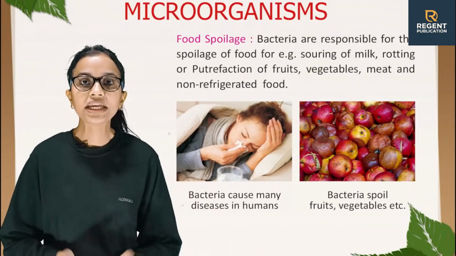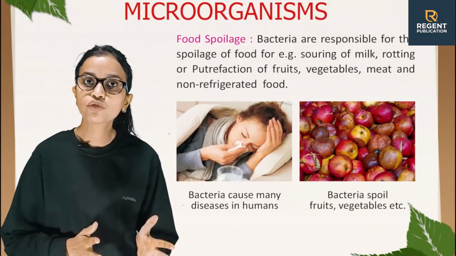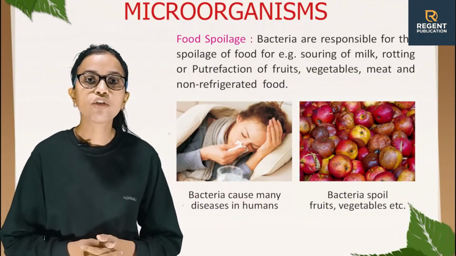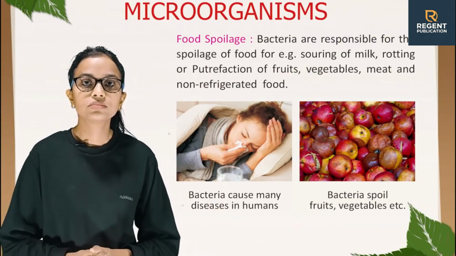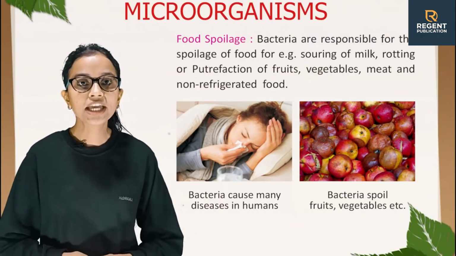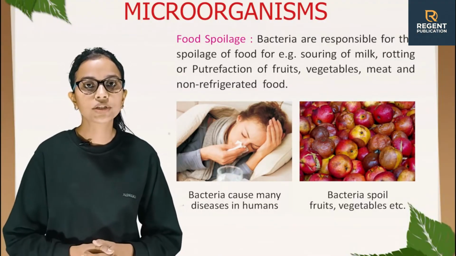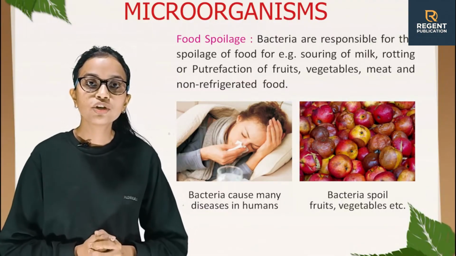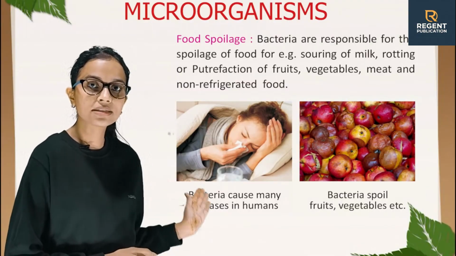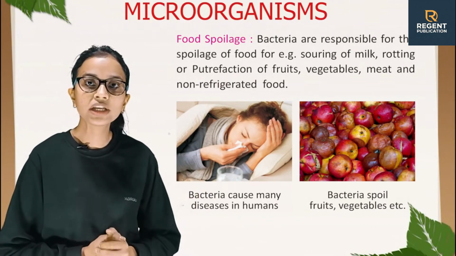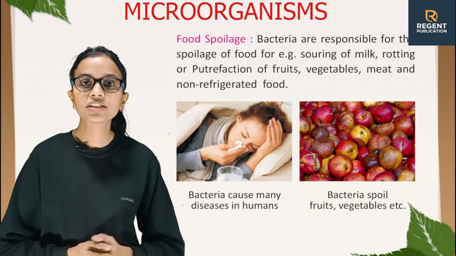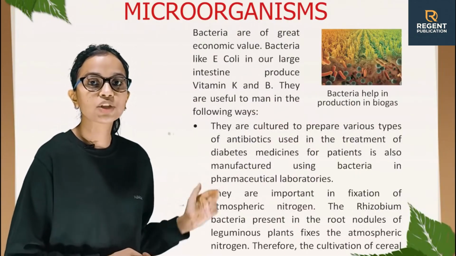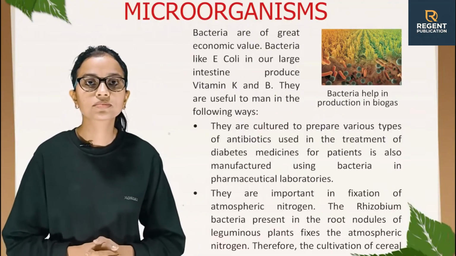Food spoilage. Bacteria are responsible for the spoilage of food, for example, souring of milk, rotting or putrefaction of fruits, vegetables, meat and non-refrigerated food. So, these two pictures show bacteria cause many diseases in humans, and the next picture shows bacteria spoil fruits and vegetables, etc. And the third picture shows bacteria help in the production of biogas.